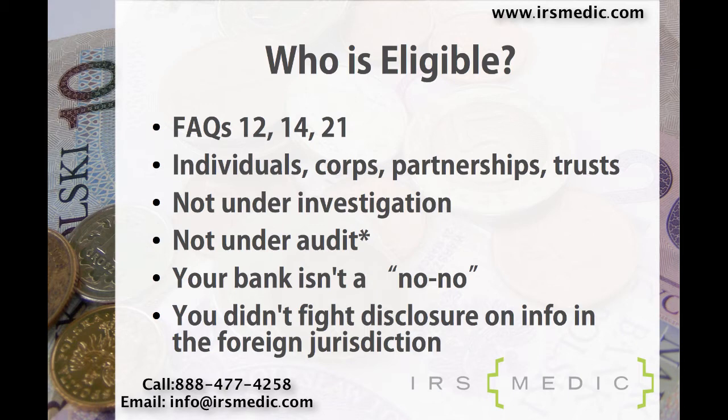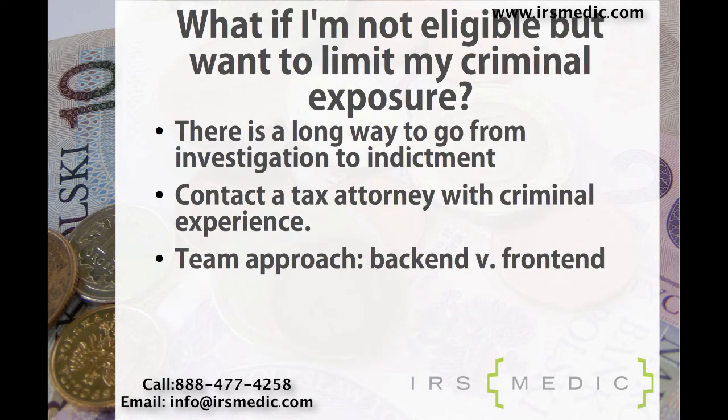One of the other requirements is that your bank isn't a no-no. That is, it's not one of these banks that the IRS has deemed to have a dishonorable intent. Some of those are also places that have blocked funds, U.S. sanctions, stuff like that. Another one is that you didn't fight a disclosure of info in the foreign jurisdiction. This is something that usually with Switzerland, there's a little difference in law over what tax evasion is, and so you might have grounds to fight a disclosure in Switzerland. But if you did something like that, you would not be able to get into the Offshore Voluntary Disclosure Program. There's still other things you could do, and we'll talk about that right now.